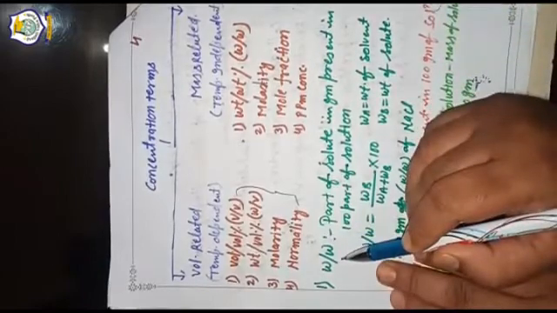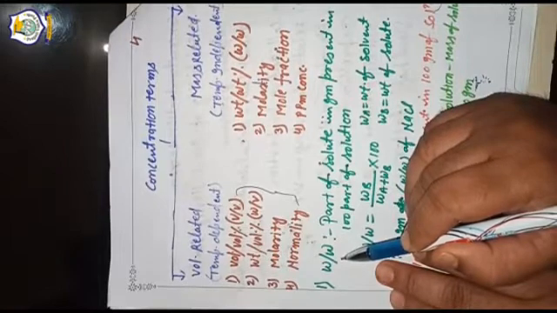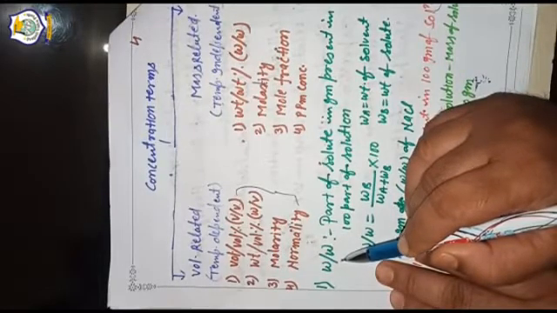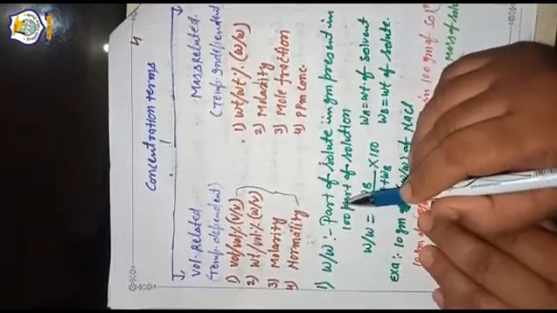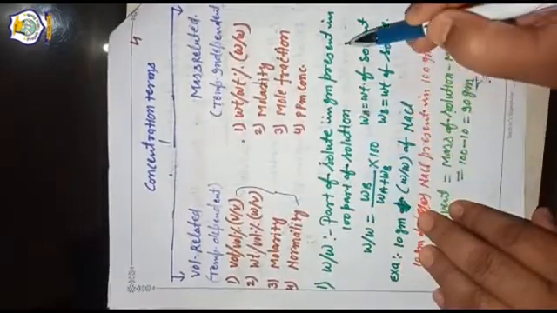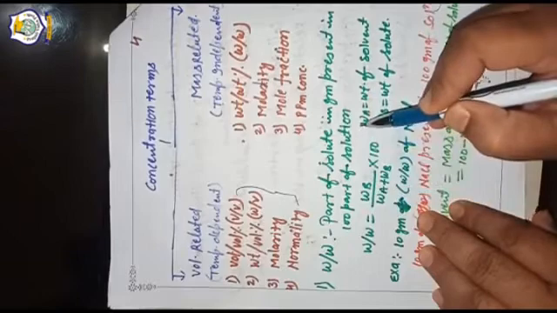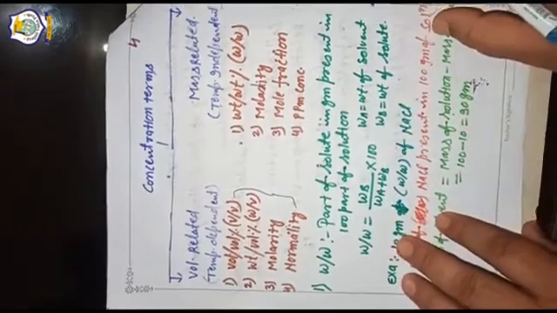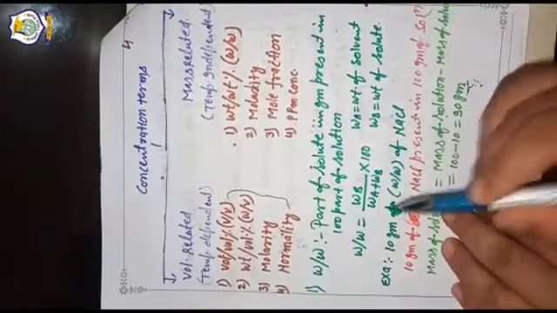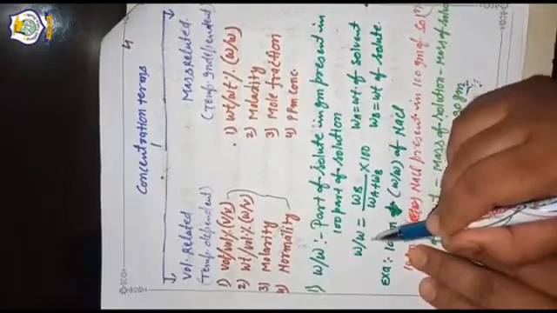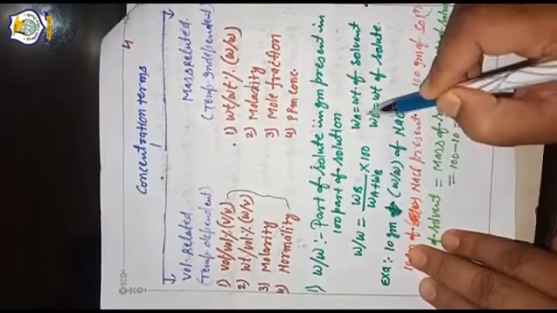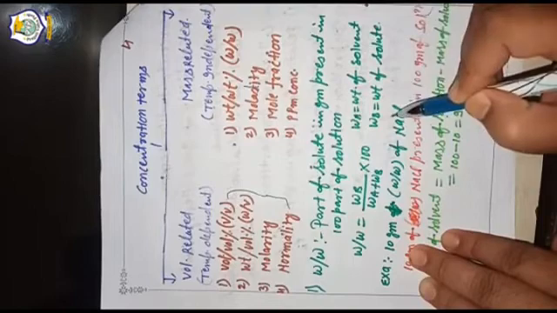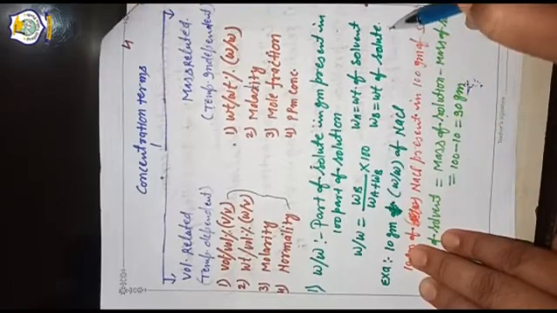First, we take the first concentration unit, mass to mass percent, weight to weight percent. It is denoted by W upon W. It is defined as the part of solute in gram present in 100 parts of solution, called W upon W percentage concentration. Their formula is WB upon WA plus WB. WA equal to weight of solvent and WB equals to weight of solute in gram.